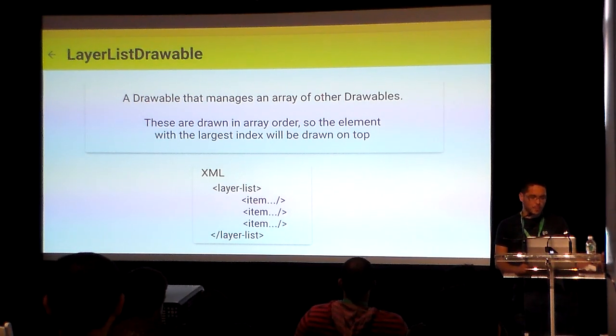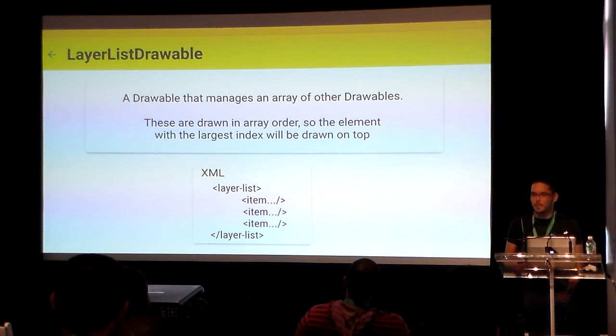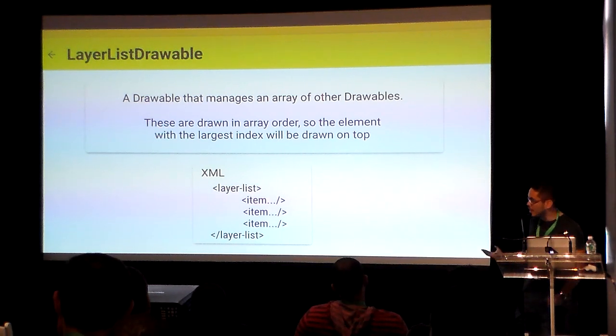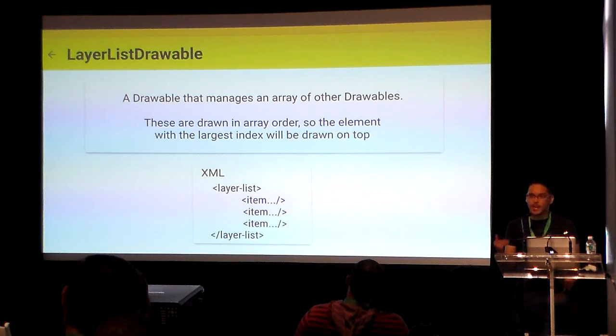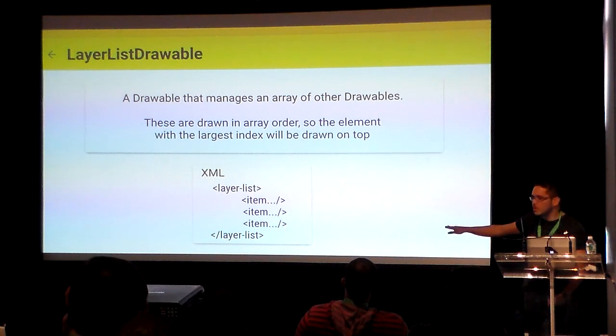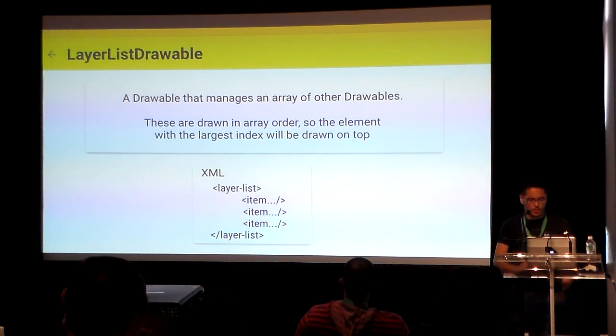So with the layer list drawable, I can manage an array of other drawables. These are drawn in order, and the elements with the largest index will be drawn on top. So in XML, it would be something like that. I have a layer list, and then I have the items, and I put them in the order that I think is more important, and which one I want to be on top of the other. So basically, the last one on this list is going to be on top of the other.